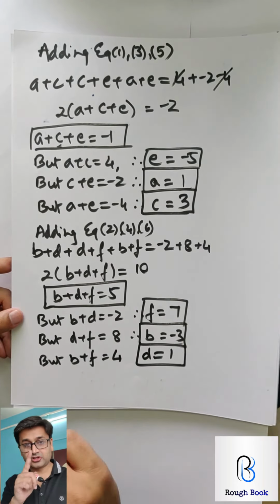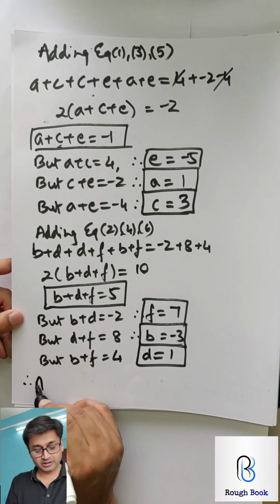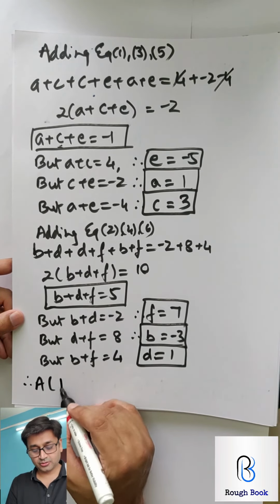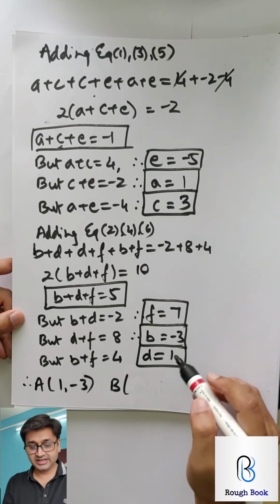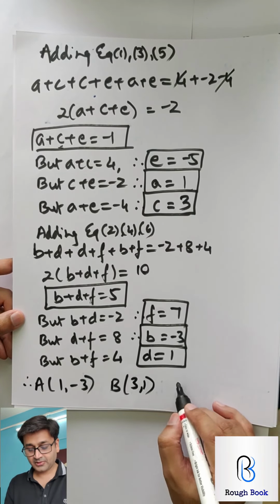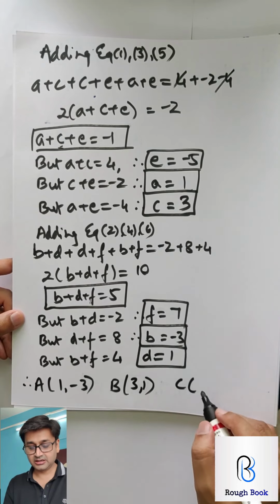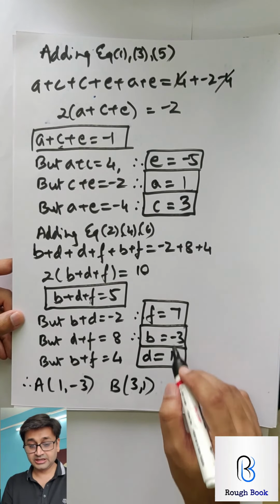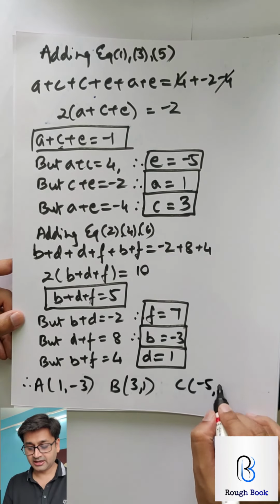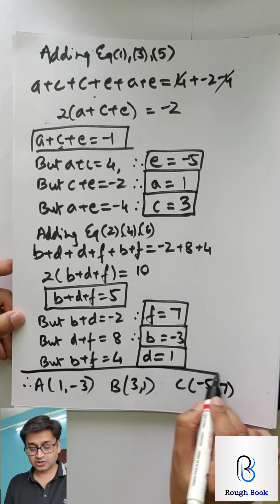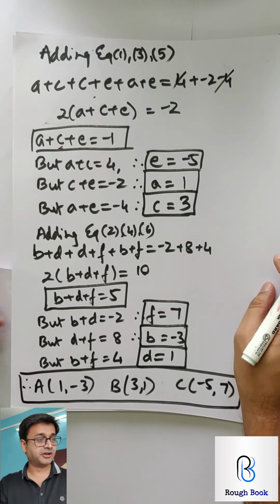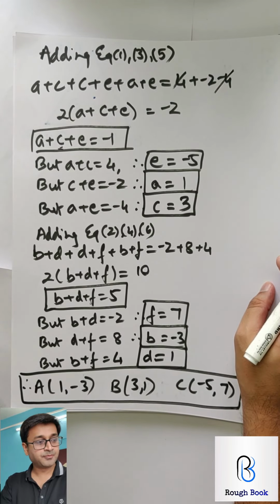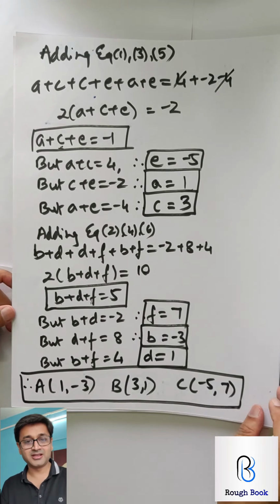So therefore now make pairs. A, B was the first coordinate A. So therefore A is AB, that is 1 minus 3. Then B was CD, that is 3 comma 1. And then C, which was DE, so EF, so minus 5 by 7. So we managed to get all the coordinates or the vertices' coordinates, that is 1 minus 3, 3 1 and minus 5 by 7.